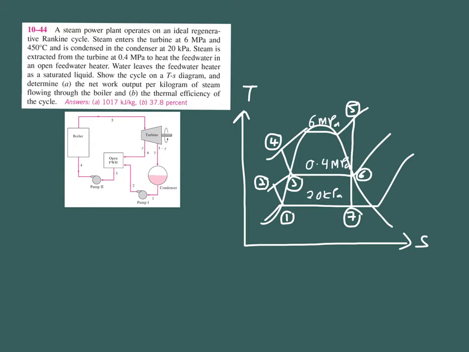Okay, so you will see that this is your open feed water heater, right? So as you can see, this is the inlet to your turbine, and this is the outlet of your turbine. So at the outlet of your turbine, you are going to have two ways. One will be going to your open feed water heater with the fraction of y here, and the other one will continue to your condenser with the fraction of 1 minus y.